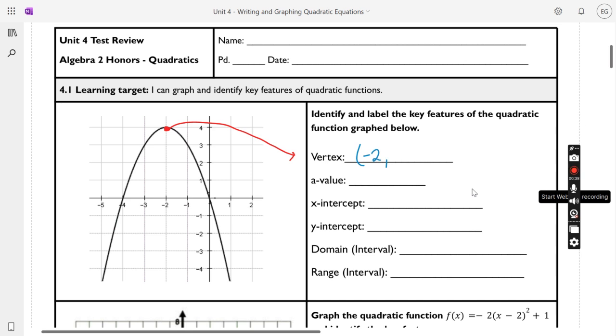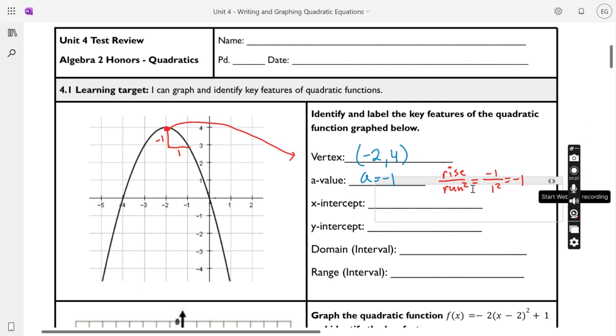So -2, 4. Now this a value, hopefully you'll remember that we have an equation, rise over run squared. Meaning in this case, we go from the vertex. We're always going to go from the vertex. We go down 1 and 1 to the right. Meaning our rise over run squared value is -1 over 1 squared. That's going to be equal to -1. So a just equals -1.